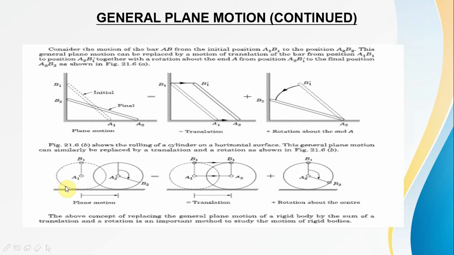Another example: you can see that suppose this ball is here and it reaches this position, and this A1B1 reaches this position A2B2, right? So again there is involvement of translation as well as rotation, both. First the ball moves from here to here. This A1B1 and A2B2 are parallel. So this is a translation, and then it rotates from here to here.